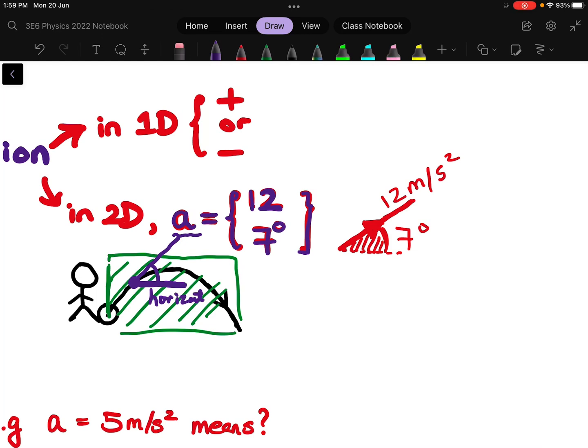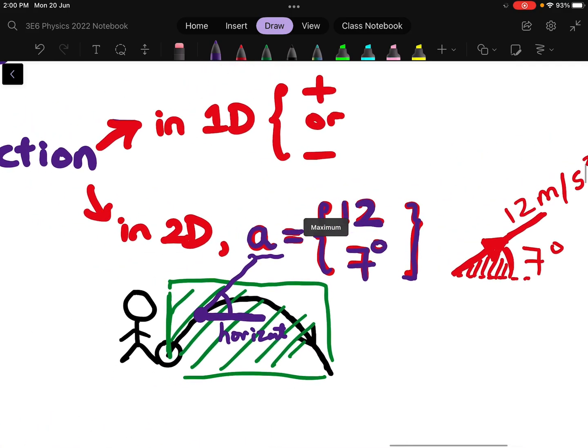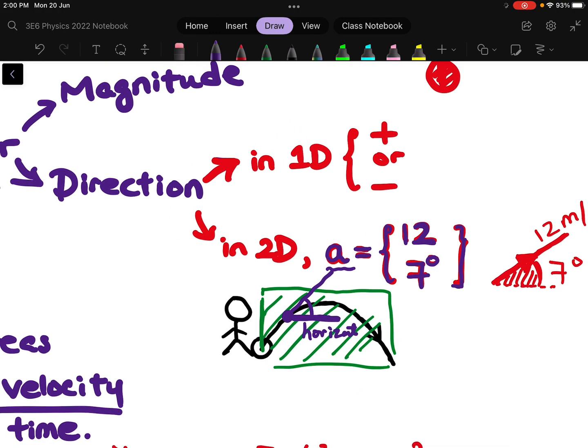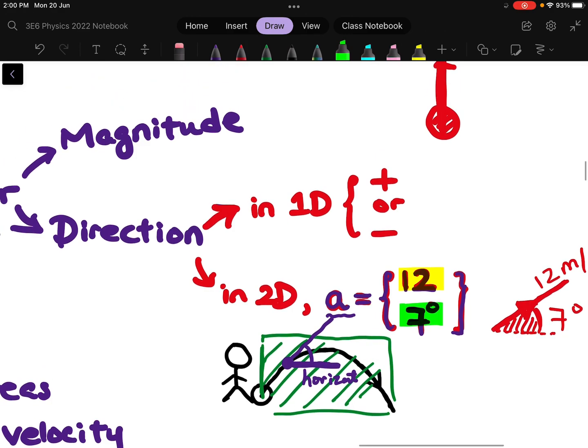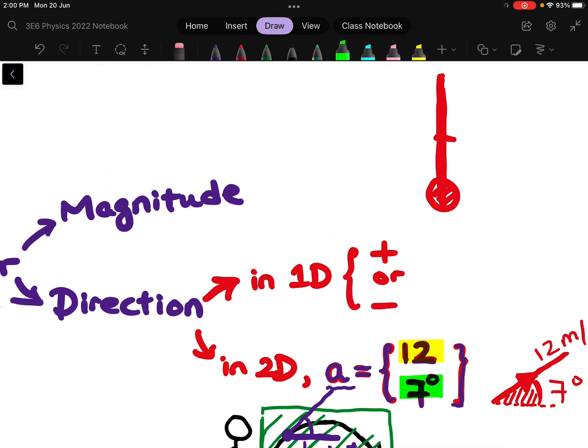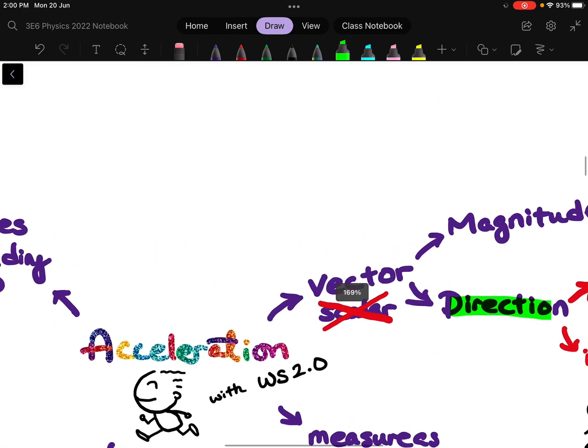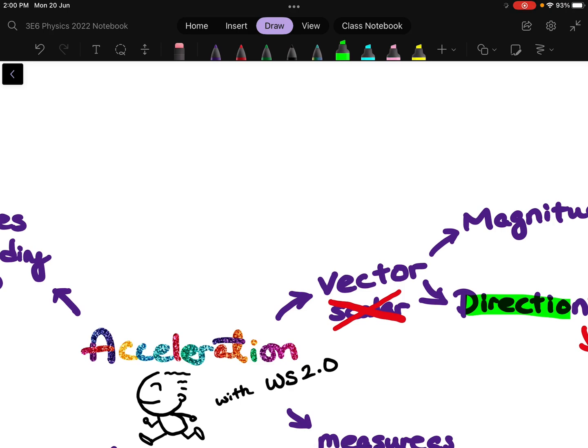You will only learn about this polar coordinate in JC or in your later studies. For secondary school, this is not required of you, but you need to be aware that vector quantities can be represented by two numbers, one number denoting the direction, one number denoting the magnitude, right? This is the number denoting magnitude, this is the number denoting direction. But for our case, we will limit our discussion to one-dimensional motion, so the direction component is indicated by positive or negative. So for acceleration, it is a vector quantity.